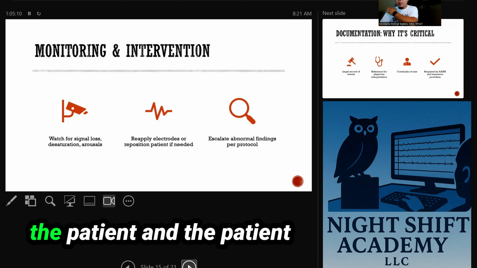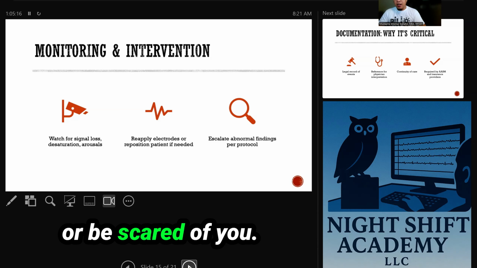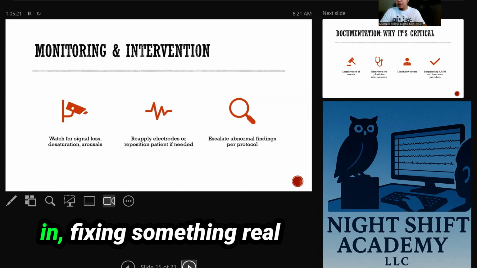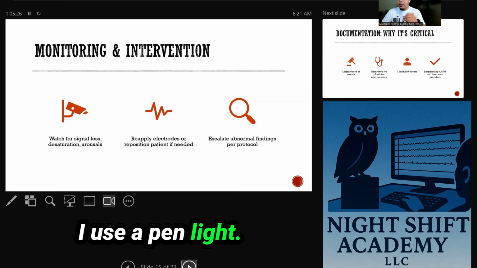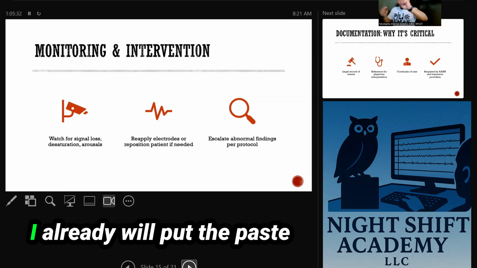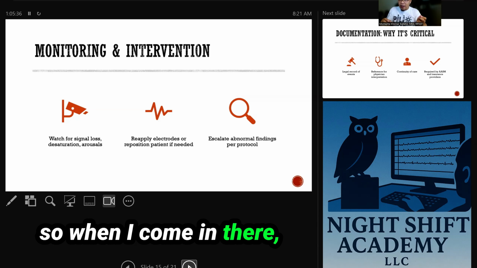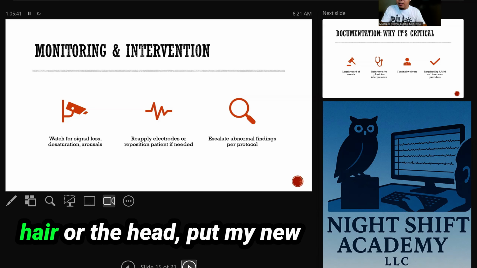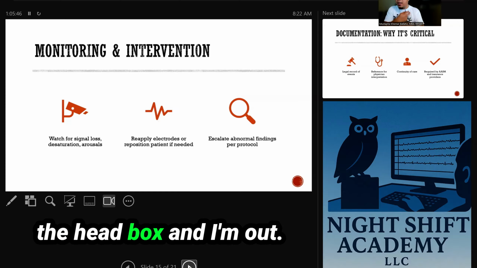You don't want to touch the patient and the patient is asleep because they can get really startled or be scared of you. I always just knock a little bit and then I say, I'm coming in, fixing something real quick. And then I use a pen light. And usually before I come in, I already have a new electrode. I already will put the paste on it and I have a tape ready. So when I come in there, I know which electrode. I quickly take off, I prep the hair or the head, put my new electrode and attach it to the head box, and I'm out.